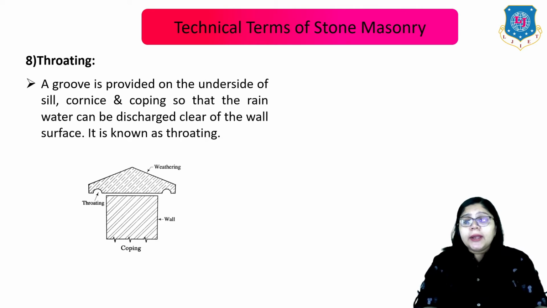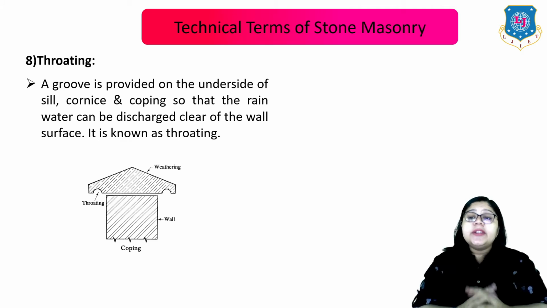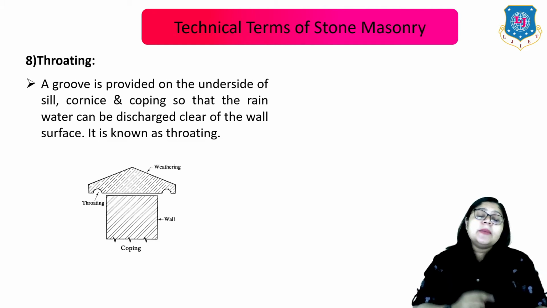Next is the throating. A groove is provided on the underside of the sill, cornice and coping so that the rainwater can be discharged clear of the wall surface. That is known as the throating. Here in this image you can see at the bottom this curved portion is known as the throating.